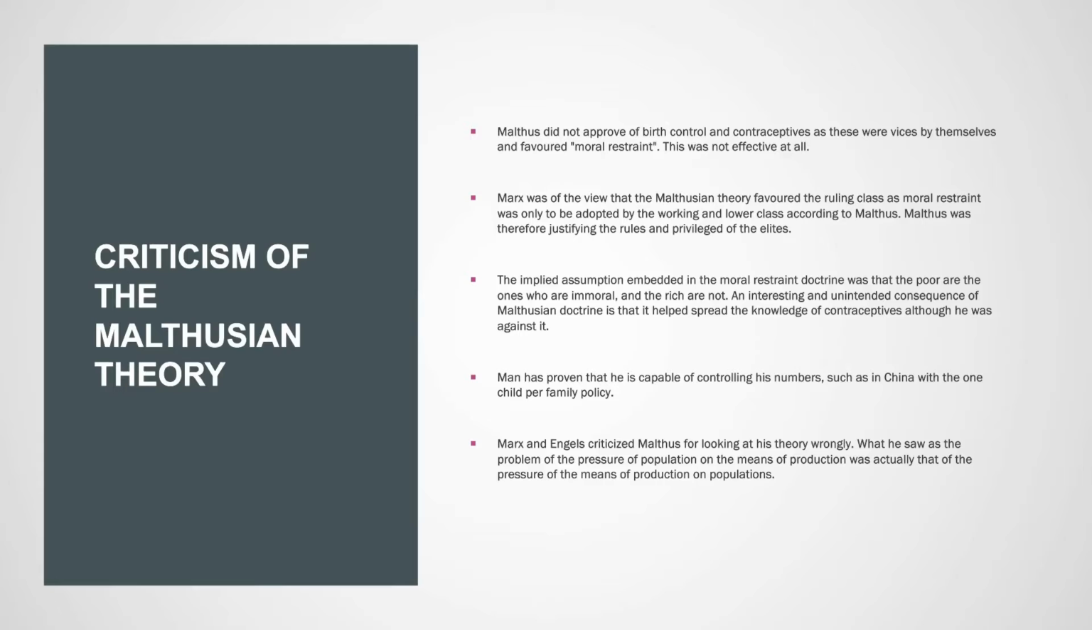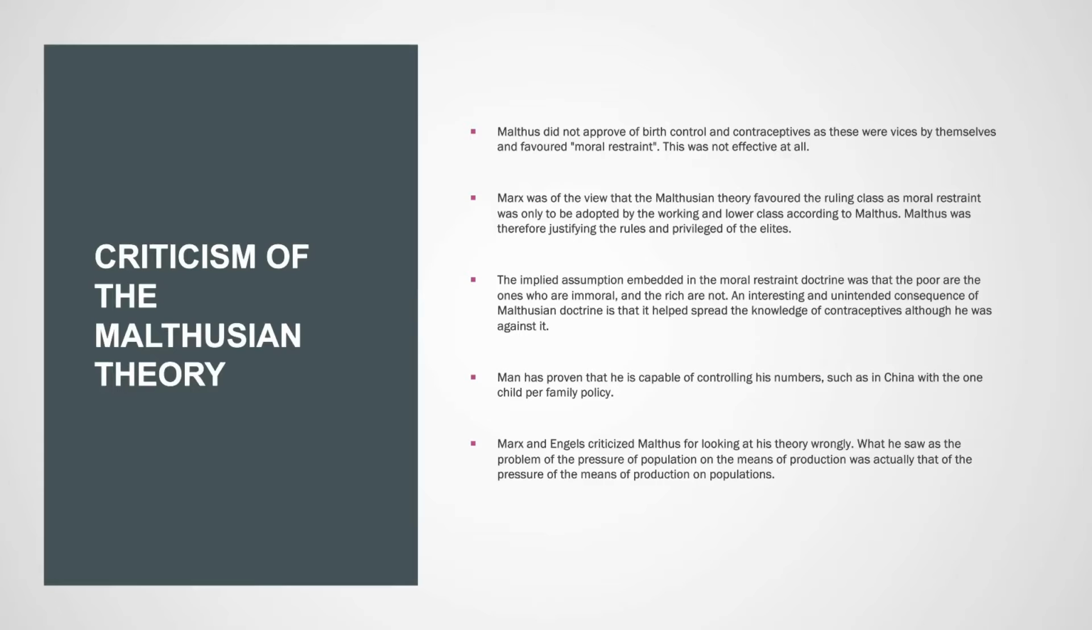The implied assumption embedded in the moral restraint doctrine was that the poor are the ones who are immoral and the rich are not. An interesting and unintended consequence of Malthusian doctrine is that it helped spread the knowledge of contraceptives, although he was against it.